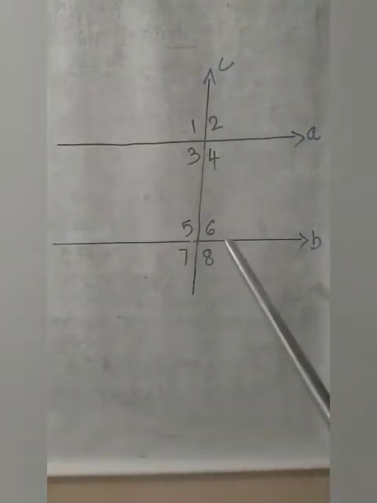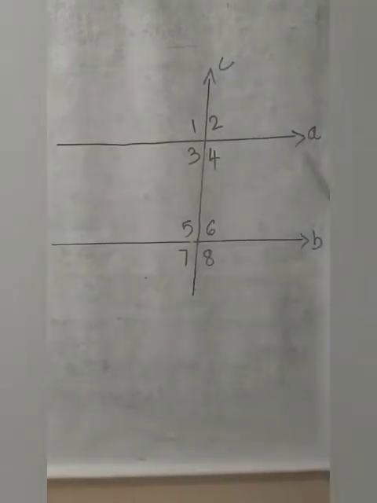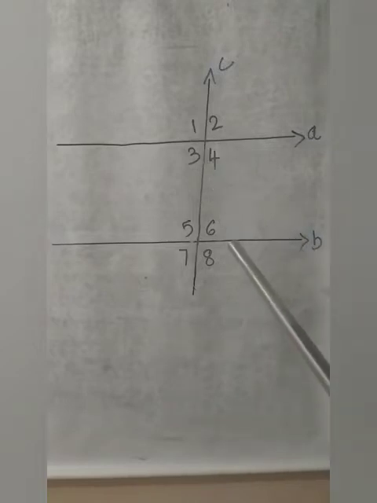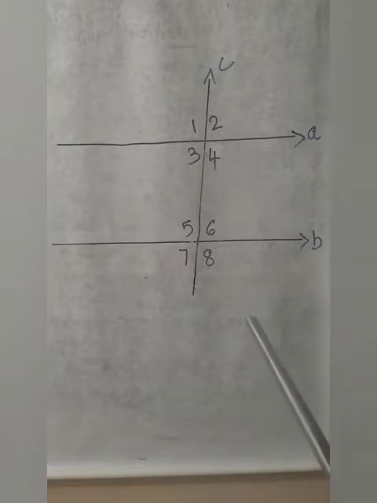So first we are assuming that A and B are parallel. A is parallel to B. If A is parallel to B, then there are some relations between corresponding angles, alternate interior angles and the angles on the same side of the transversal. So first we can check out the corresponding angles. Which are the corresponding angles here?